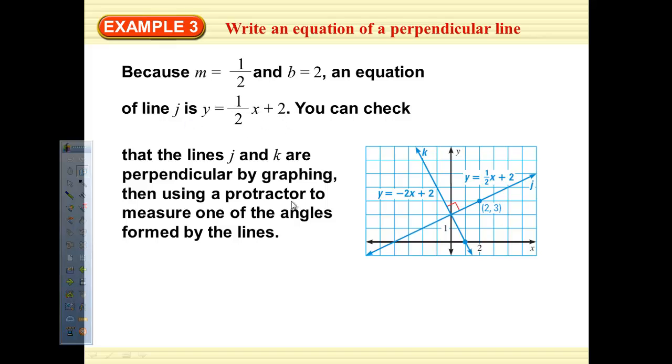If you wanted to, you could check just by plotting both of the lines. The y-intercept here is 2, and the slope is -2, so we'd start at 2 on the y-axis, go down 2 over 1. For the other one, we know that the y-intercept is at 2, and this time, since the slope is positive 1/2, we'd go up 1 over 2, up 1 over 2, and if you look, the lines are perpendicular there.